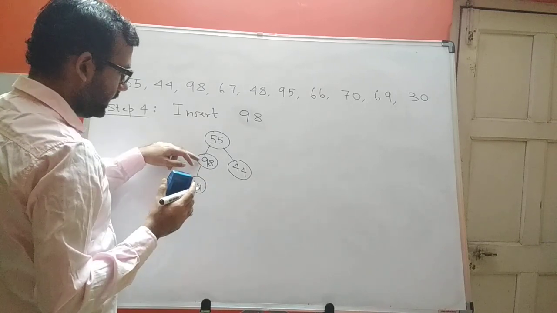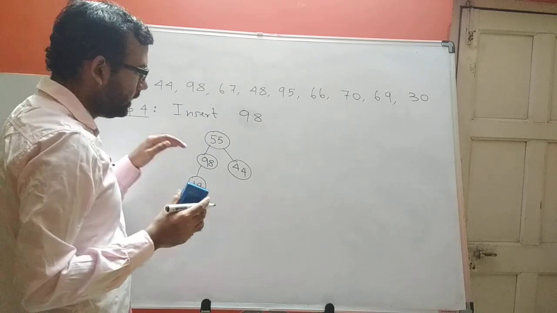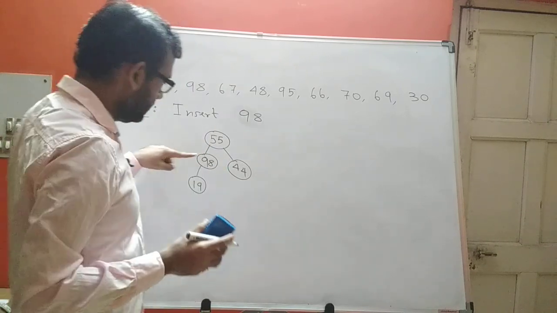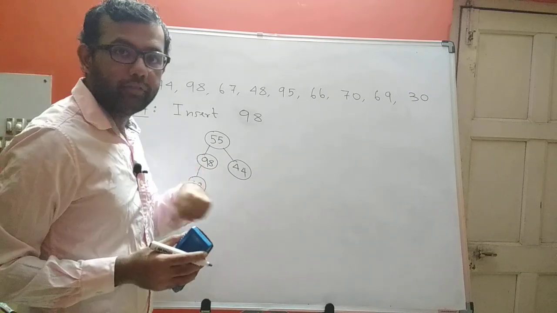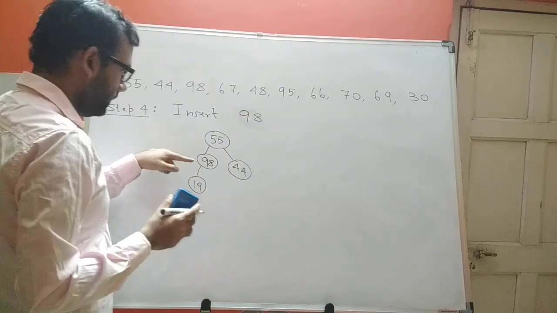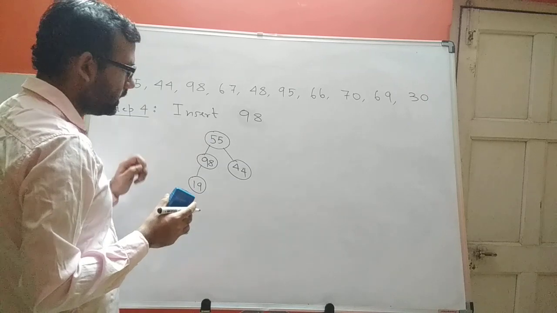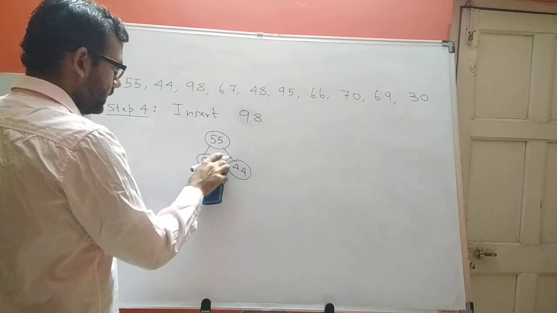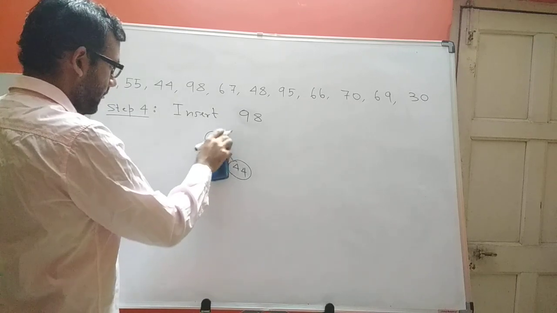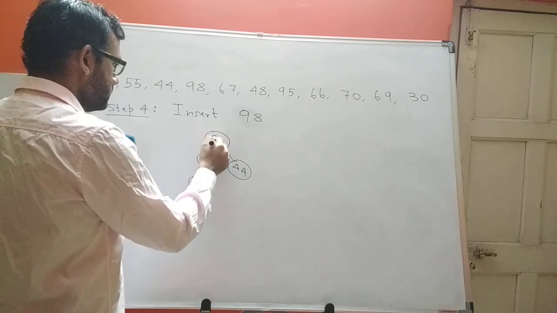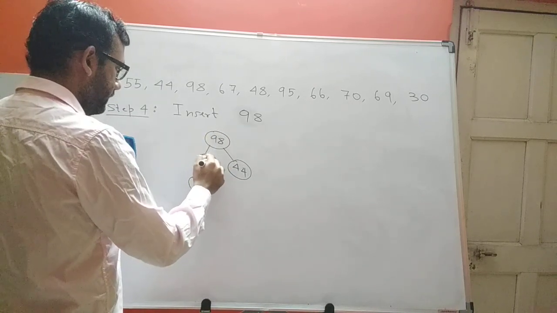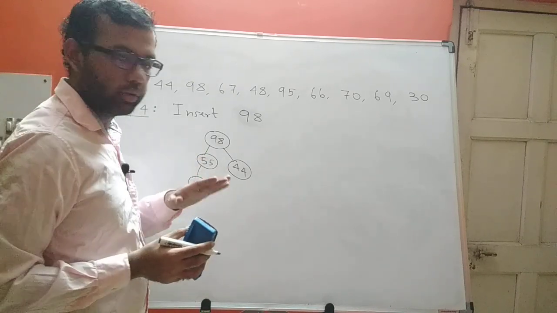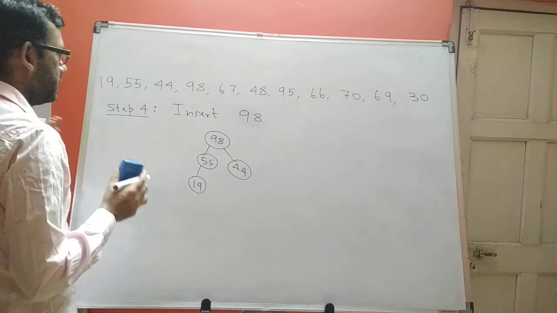Next again I'll check 98. So till what time would I keep on checking? Till the time I find a parent which is greater than my current node, or I have reached the root node. So now I'm here, 98. I'll check with 55. If I check 98 and 55, I find that 98 is greater than 55. So I'll swap it. So 98 would come here and 55 would go here. Now after this, the heap property holds. So I don't need to swap any further.